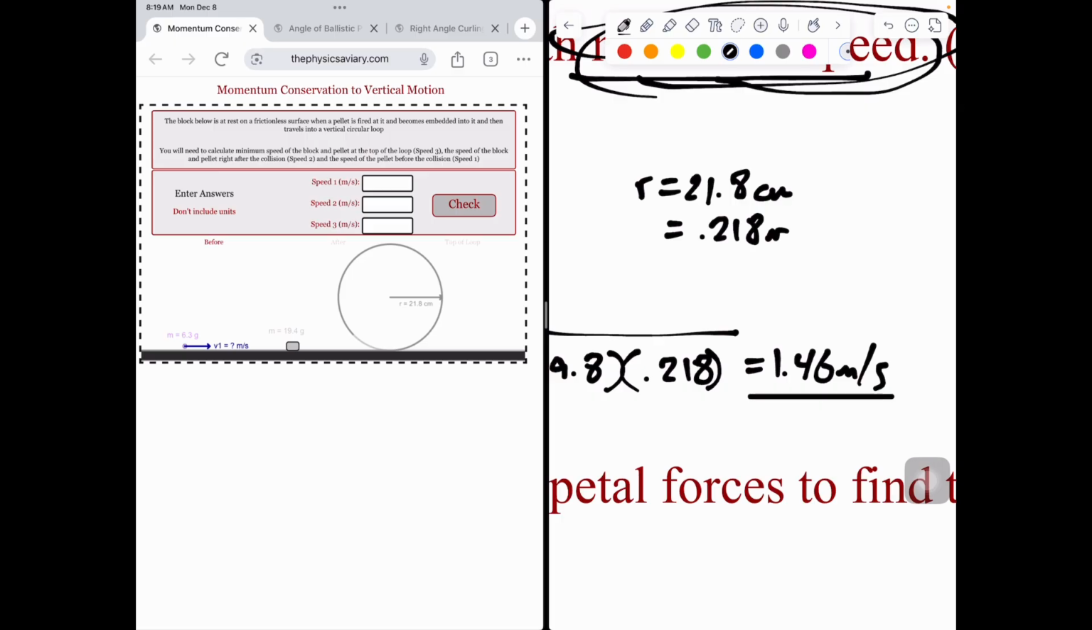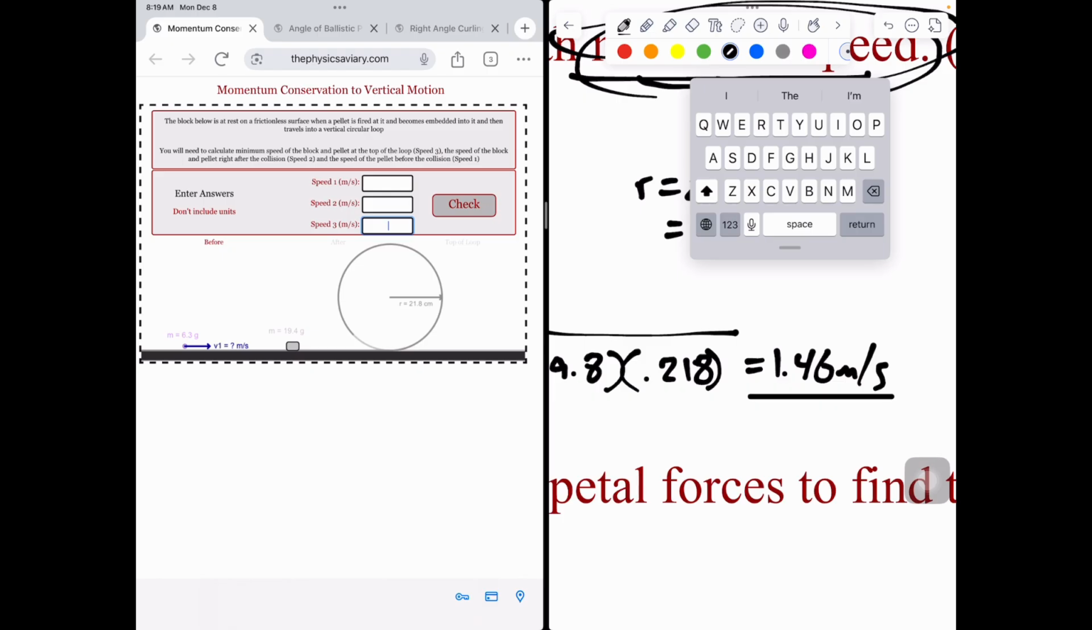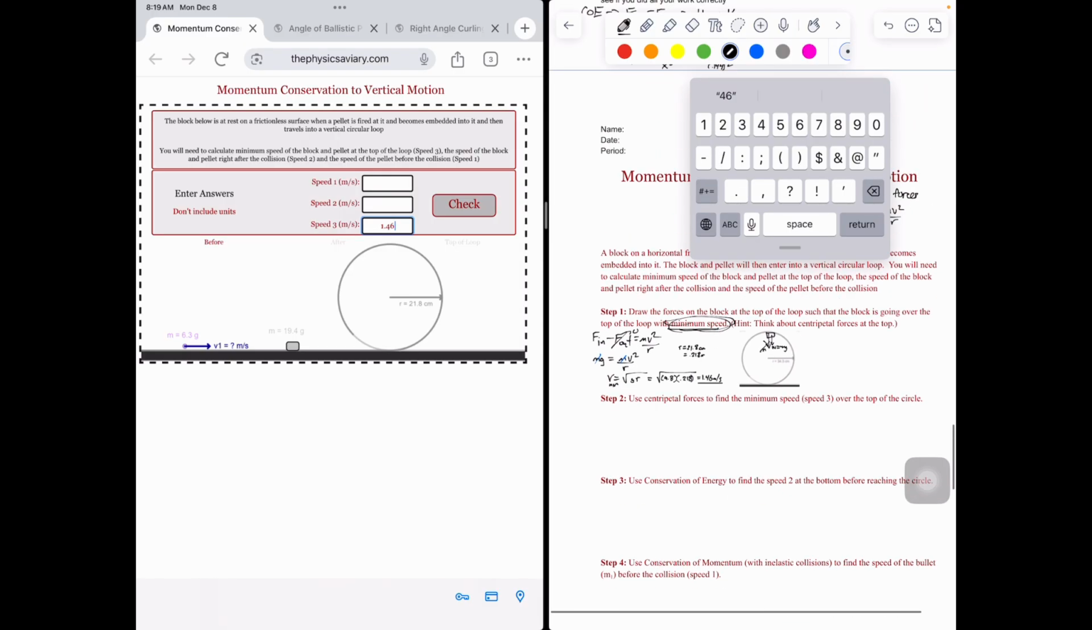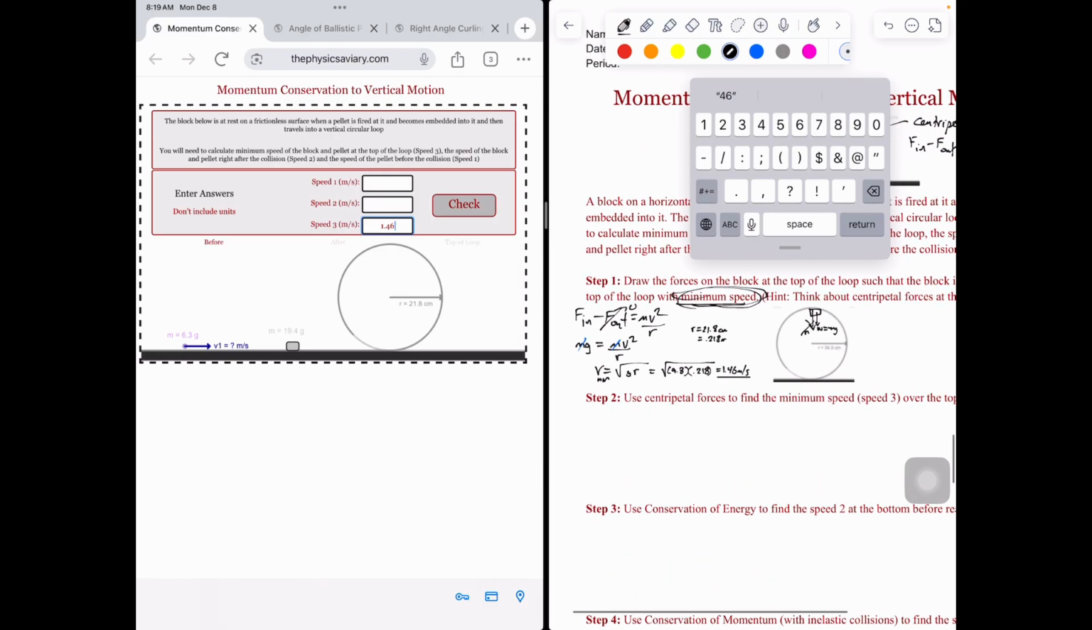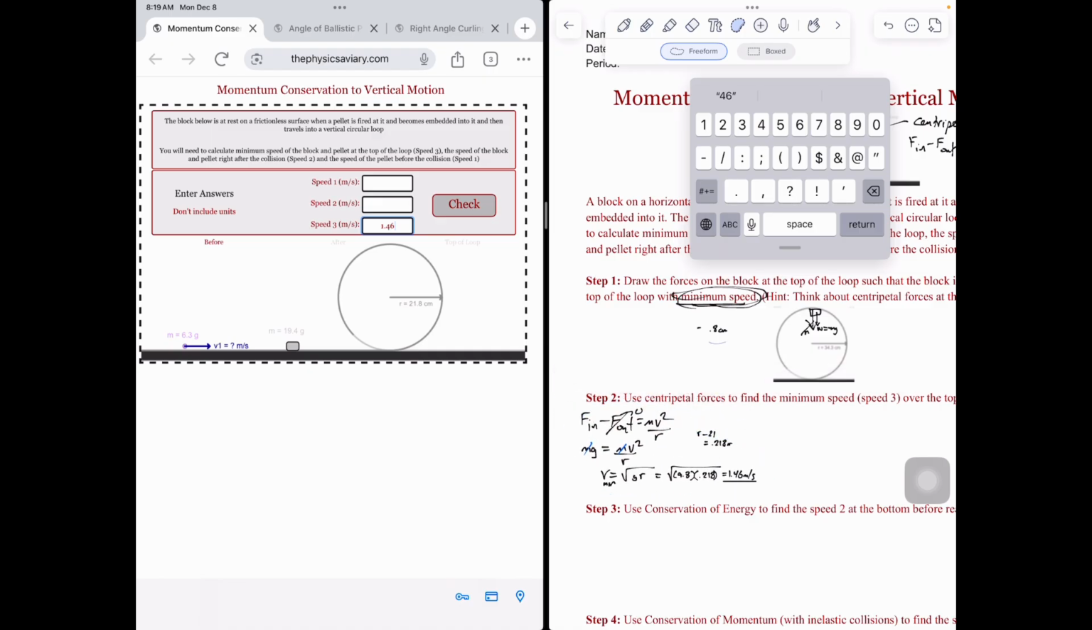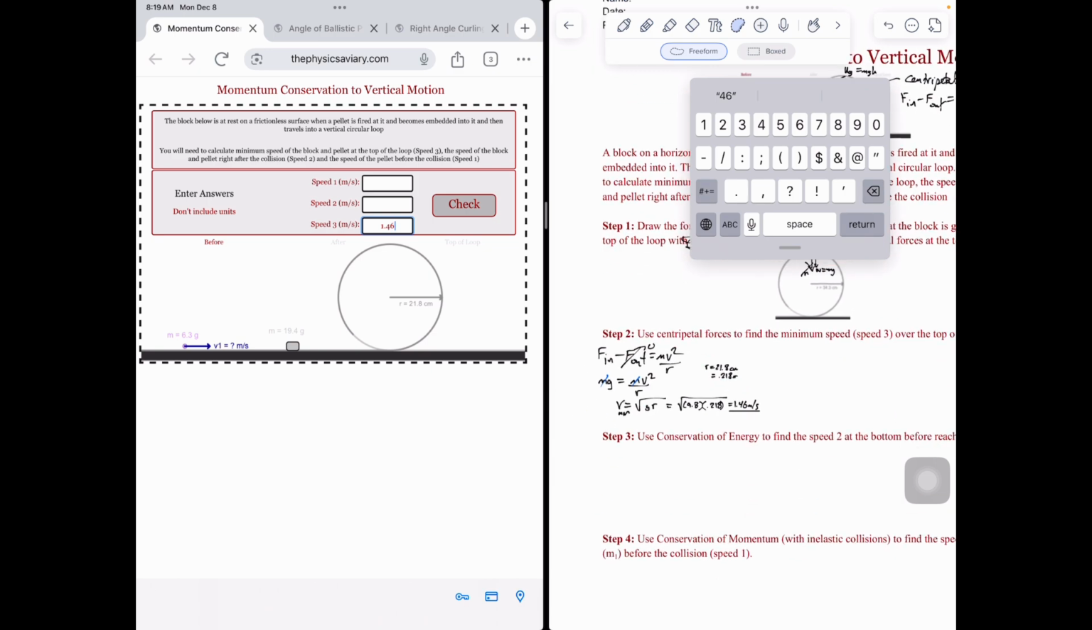That is my speed 1, just so you know, speed 1 is before the collision, speed 2 is right after the collision, speed 3 is at the top of the loop. So we just found speed 3, 1.46 meters per second, okay? Actually, we just did step 2. You can just draw an arrow to this right here, but basically all that was supposed to go down there. Step 1 was just drawing the forces.